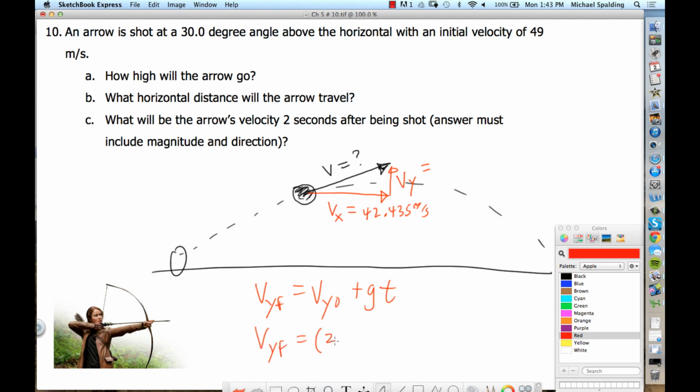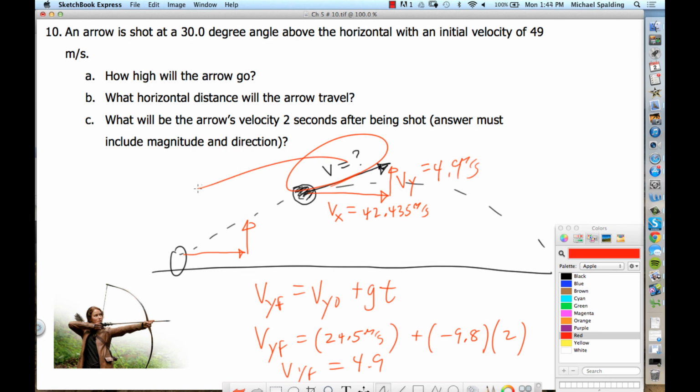What was the initial y velocity? Not 0. The initial y over here, it has x velocity, y velocity. That initial y was 24.5. Gravity's negative 9.8. Oh, hold on. 2 seconds. Look, almost done. Vy final, the final y velocity, is 4.9. Now look, how do you get this total velocity there? Pythagorean theorem. You do Pythagorean theorem and you get 42.7. And then solve for this angle using trig, and you get 6.6 degrees.